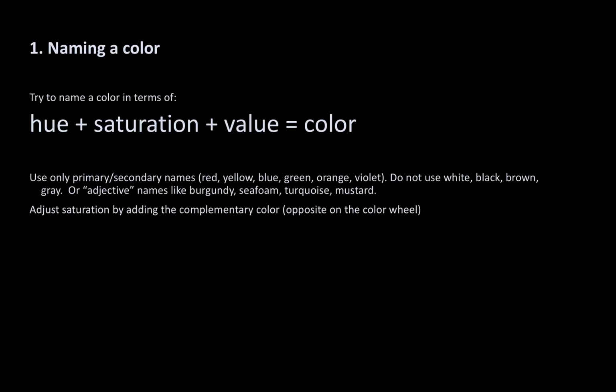Okay, so the first thing, naming a color. If you know these three variables, you can find any color. So naming the hue plus the saturation plus the value will give you the color you're looking for. You can get a duller or less saturated color by adding a bit of color from the opposite side of the color wheel, the complementary color. For example, making a red duller by adding green, making a purple duller by adding yellow, making a blue duller by adding orange.